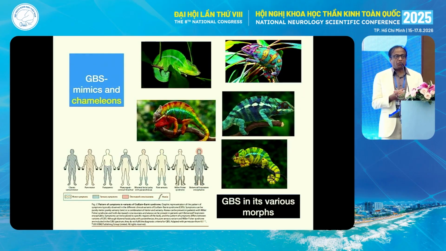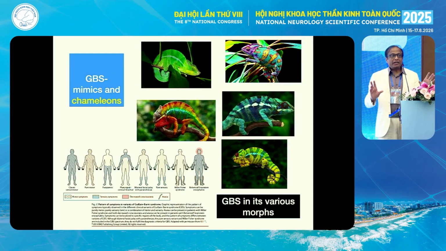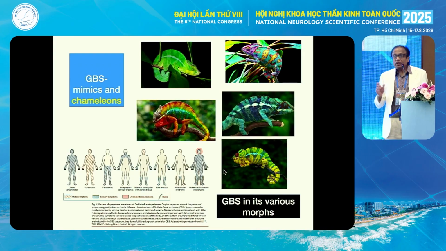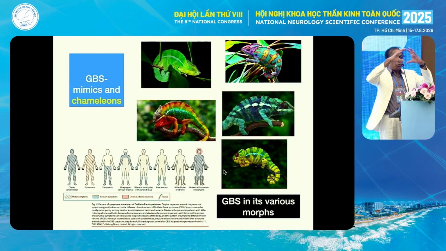Finally, I'm going to finish off with the chameleons. What are chameleons? Well, all these animals are the same animals, right? All these pictures. But they have different morphology, right? Different colors and shape. So Guillain-Barré syndrome also has got different colors and shape. So we have to remember that Guillain-Barré syndrome doesn't have only one form.